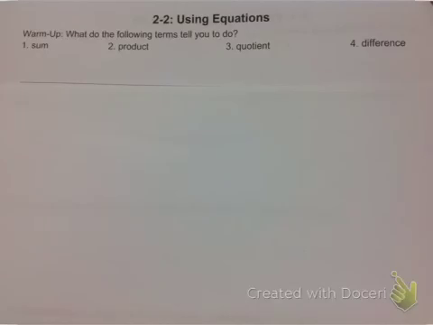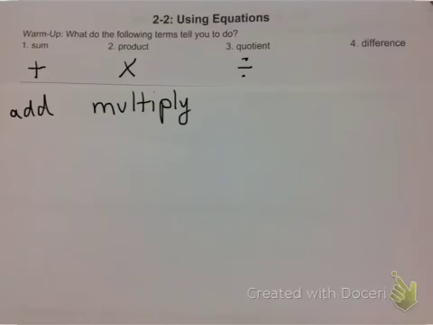Sum is the answer to an addition problem, so whenever you see the word sum, that tells you that you should add. Product is the answer of a multiplication problem, so whenever you see that word, that tells you you should be multiplying. Quotient is the answer to a division problem. So if you see quotient, you should divide. And difference is the answer to a subtraction problem. So it tells you to subtract.